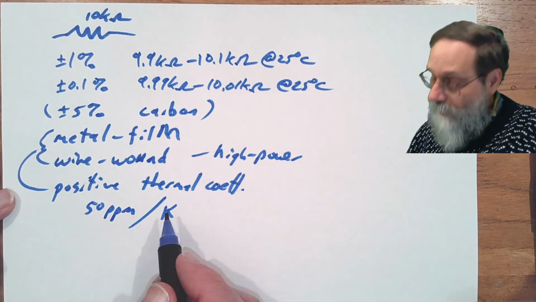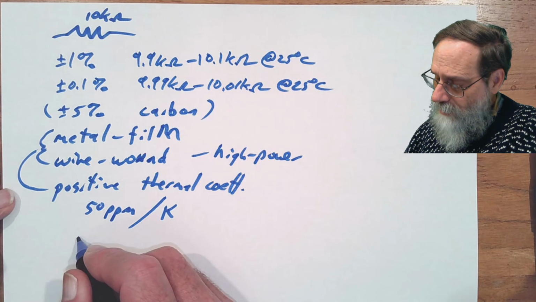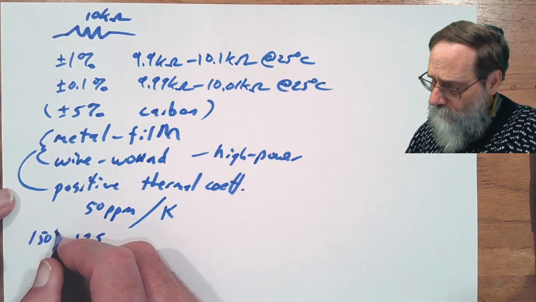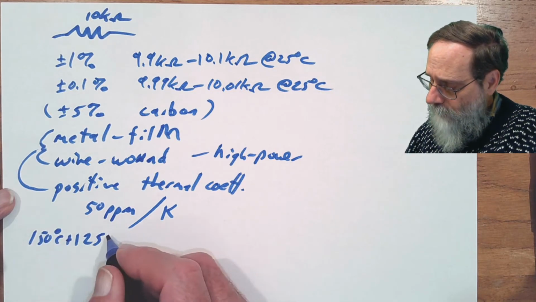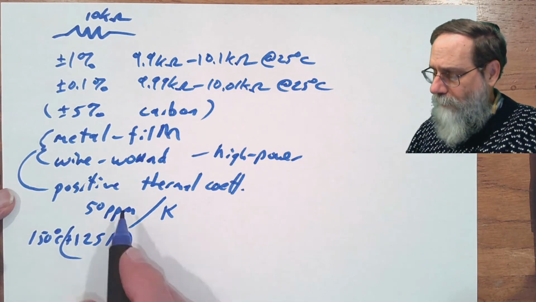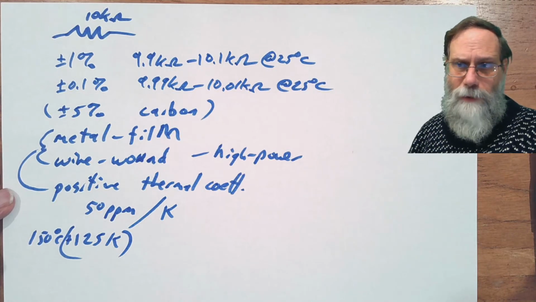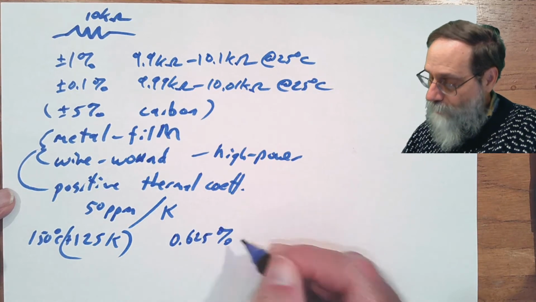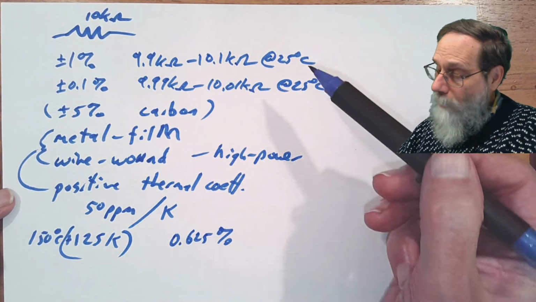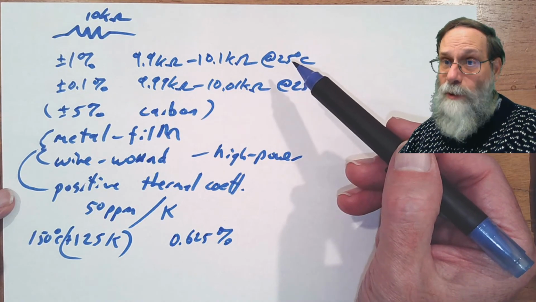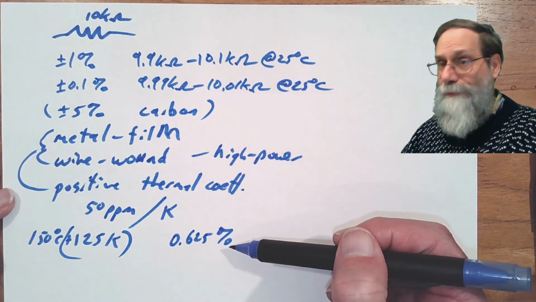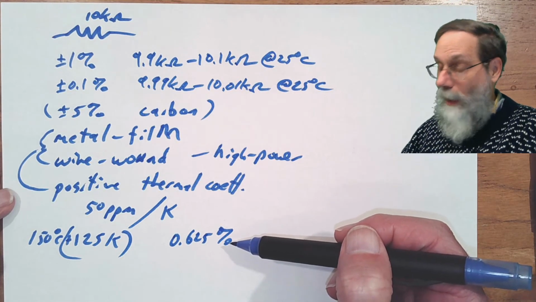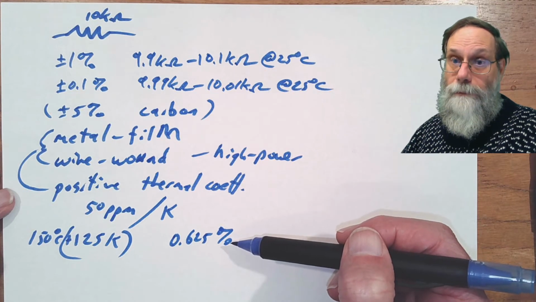So if you've got 50 parts per million per Kelvin, and you can take the thing up to 125 or maybe 150 degrees C, that's plus 125 Kelvin. 50 parts per million times 125 Kelvin is going to be about 0.625%. So that 1% precision we had there is at 25 degrees C. You've got another 0.6% possible increase in its value as a result of getting it hot.